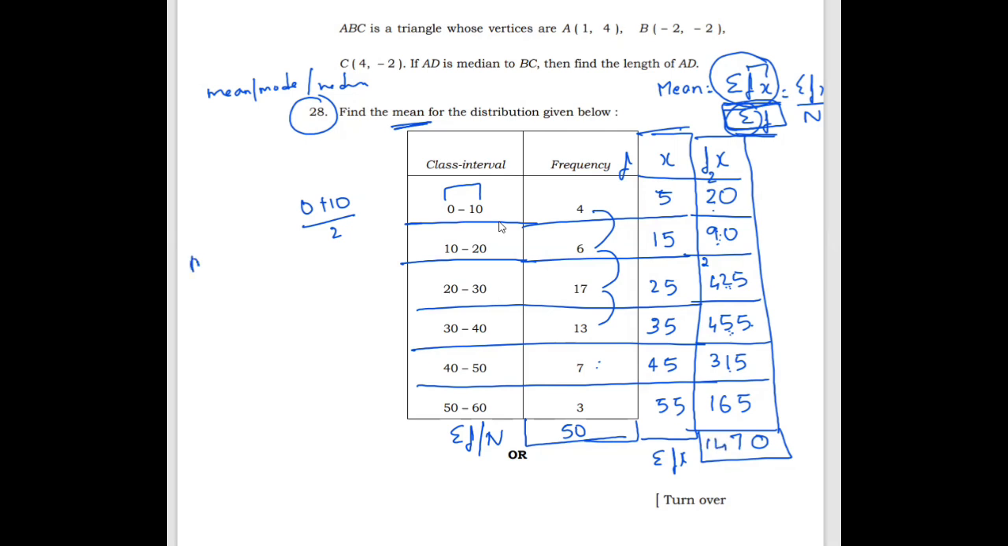Therefore, now coming back to the mean. Mean is equal to summation of f of x by summation of f. What is summation of f of x? It is 1470 divided by summation of f, it is 50. So 0, 0 cancel. Next divide, so 147 divided by 5.